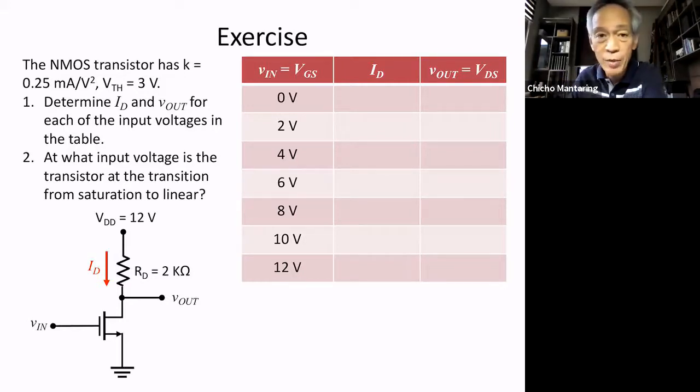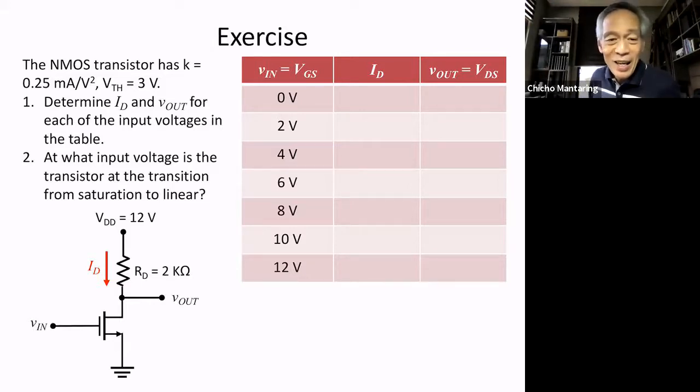Okay, let's start with the easy ones. Okay, shout out na lang kung sino mga matapang. What is I sub D when Vin is equal to 0? Anyone? Come on, no? I want you to think. What is I sub D when Vin is equal to 0? Anyone? Come on.